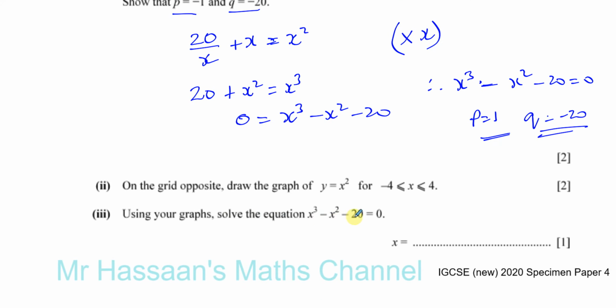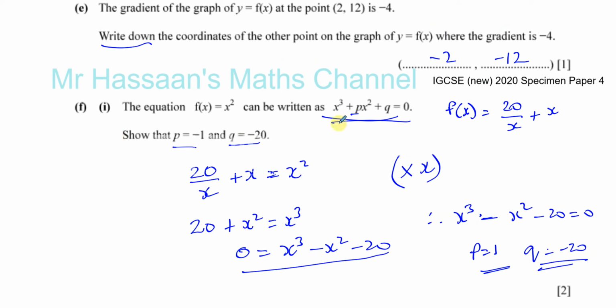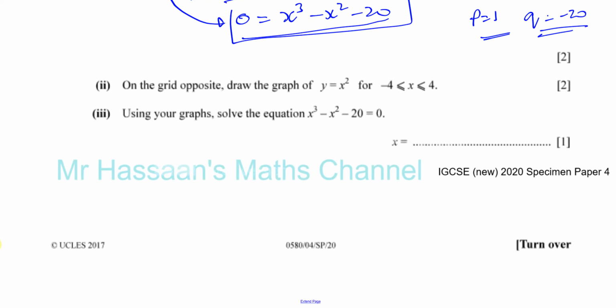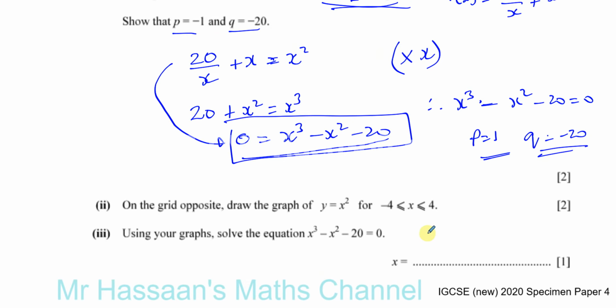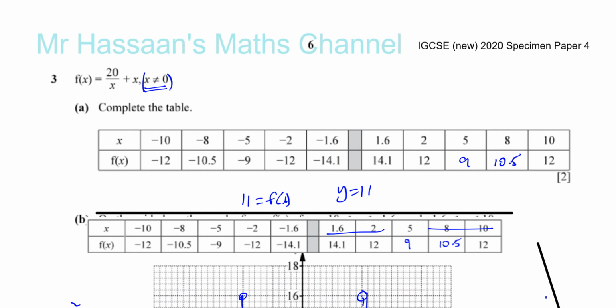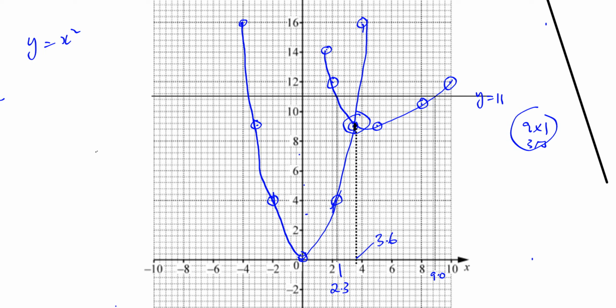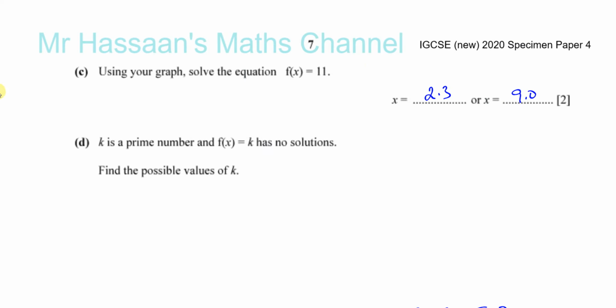x cubed minus x squared minus 20 equals 0. That was the equation that we made from equating our function to x squared. So the solutions of this equation will be the solutions of where these two intersect, because that's where they're both equal to each other. So that equation led to this equation, and the solutions to it will be where they intersect. So we just write down the point where they intersect, which we said was, let me just make sure, 3 point something. It was 3.6. Okay, so there we have 3.6.